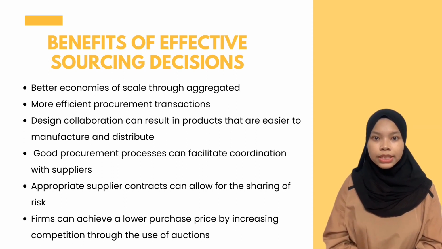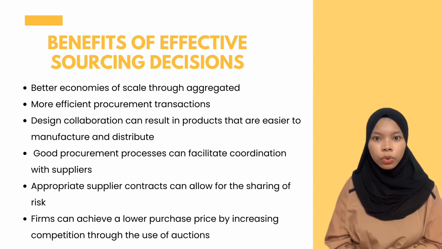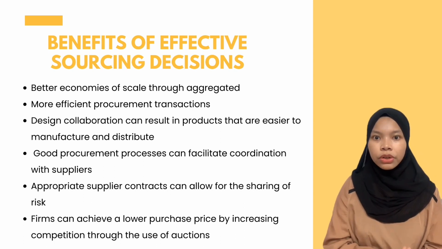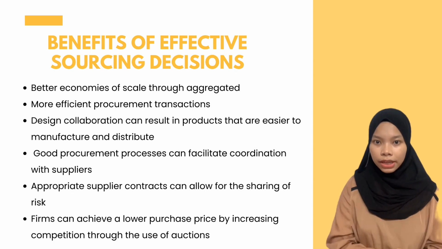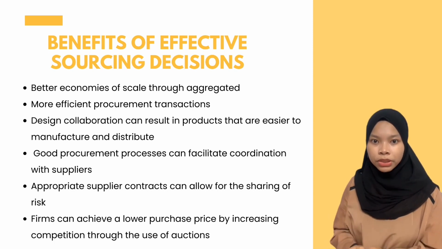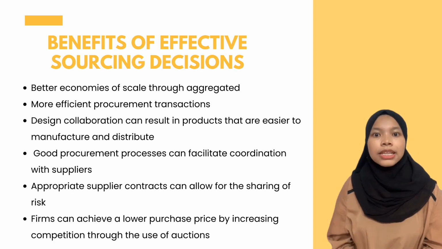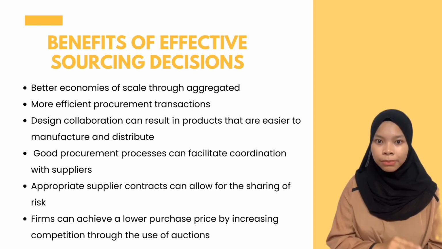The first one is identifying the right source can result in an activity performed at higher quality and lower cost. Better economies of scale can be achieved if orders within a firm are aggregated. After that, more efficient procurement transactions can significantly reduce the overall cost of purchasing. This is most important for items for which a large number of low-value transactions occur.